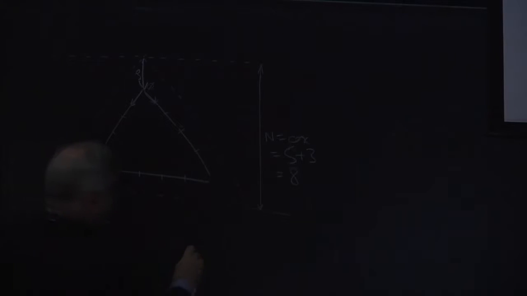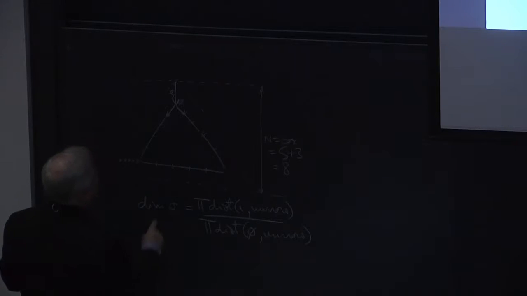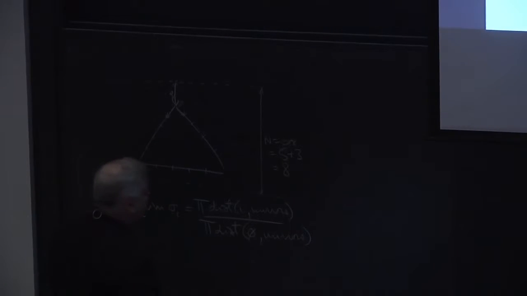So remember the Weyl formula for the dimension of rho_I is equal to the product of the distances from I to mirrors over the product of the distances from the zero to the mirrors. From the, let's put here the empty set to the mirrors. This is this Young tableau. And very good.